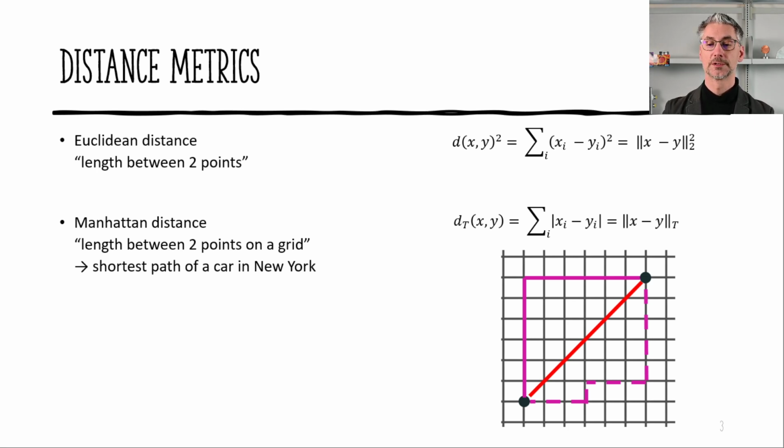One of them is the so-called Manhattan distance, and it's literally called this way because of the square layout of the roads in Manhattan. The Manhattan distance gives us the length between 2 points on a grid. For example, you can imagine that you are a taxi driver and you want to drive the shortest path between two destinations in New York.